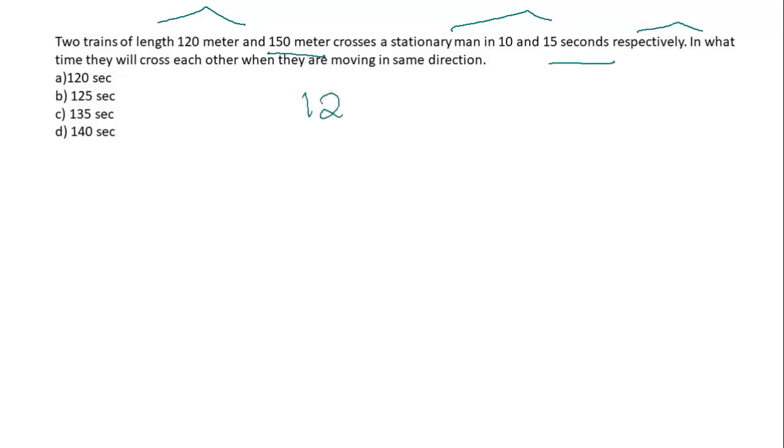So 120 meters, it takes 10 seconds to cross a person, and 150 meters, how many seconds does it take to cross a person? It takes 15 seconds to cross a person. To cross each other when they're moving in the same direction, what time will they cross each other?